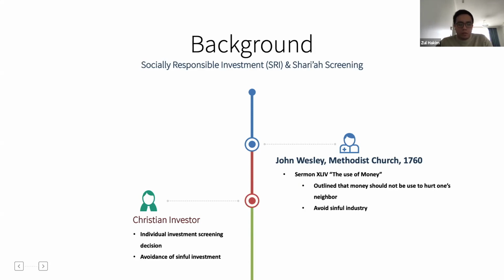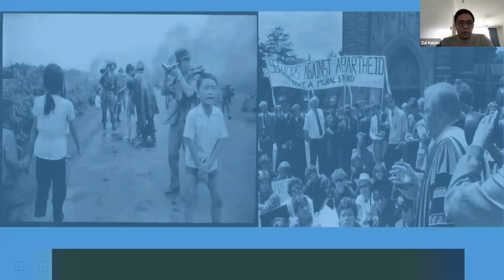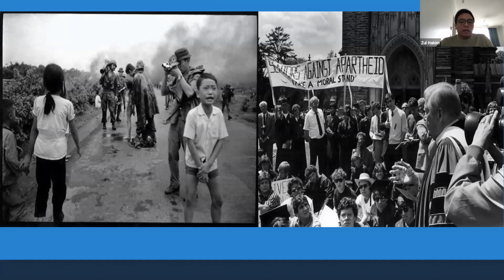And since that sermon, we can observe that SRI was only limited to individual investment screening decisions. It was not structured. It had no foundation and no framework that was mainstream yet. However, it was not until the late 1960s during the Vietnam War, which we can observe on the left-hand side of the screen.